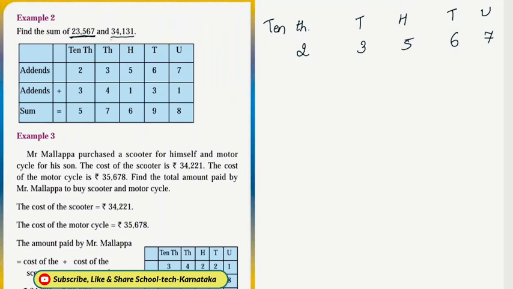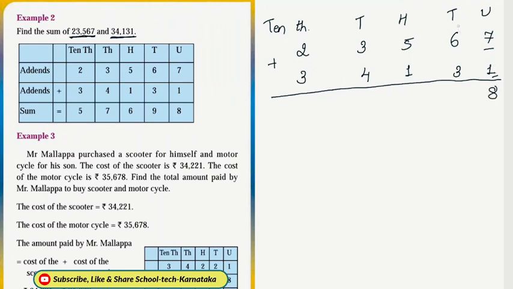And for 34,131, we write 1 at units place, 3 at tens place, 1 at hundreds place, 4 at thousands place and 3 at 10,000s place. So when we want to add these two numbers, we always start with the digits at the units place. So at the units place we have 7 and 1. So 7 plus 1 is 8.